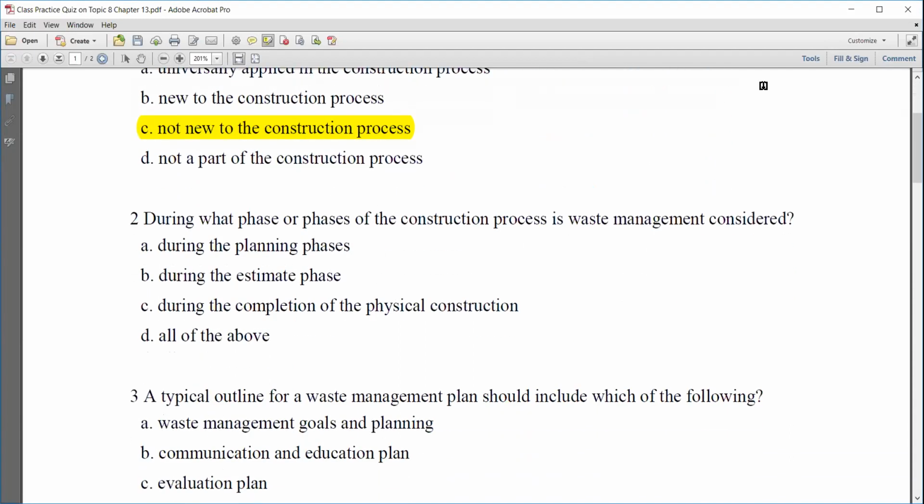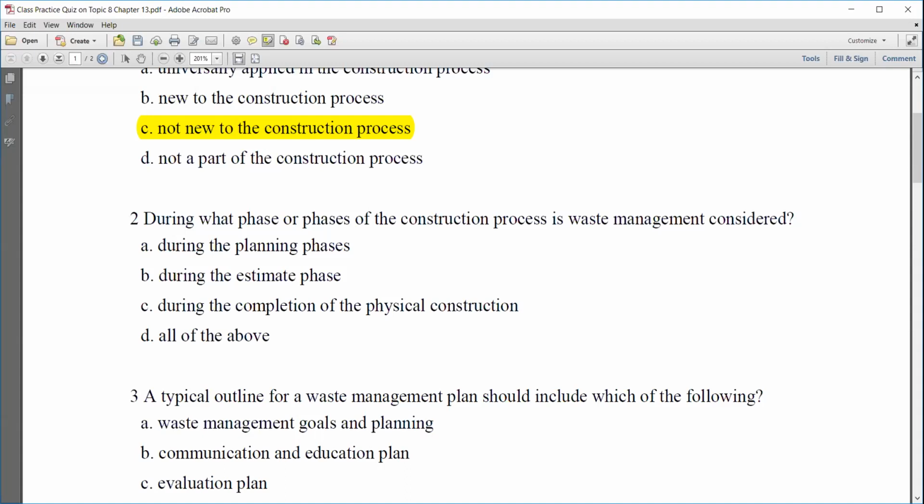Okay, let's move to the next one. During what phase or phases of the construction process is waste management considered? During the planning phase, during the estimating phase, during the completion of the physical construction, all of the above. All of the above.